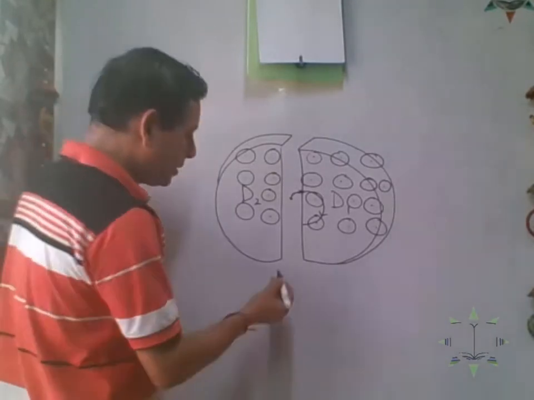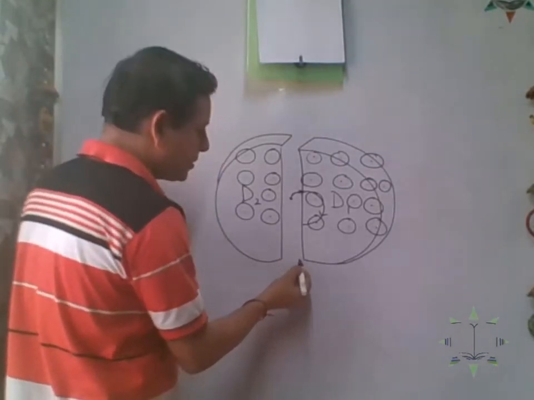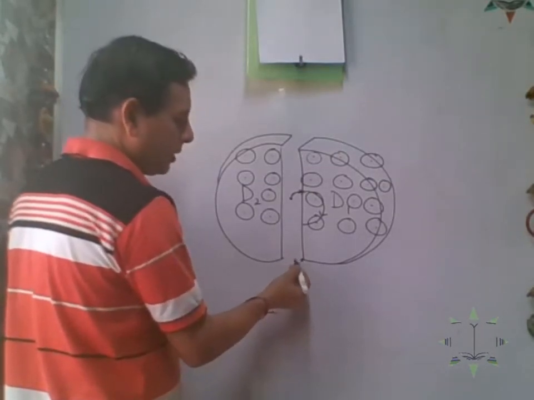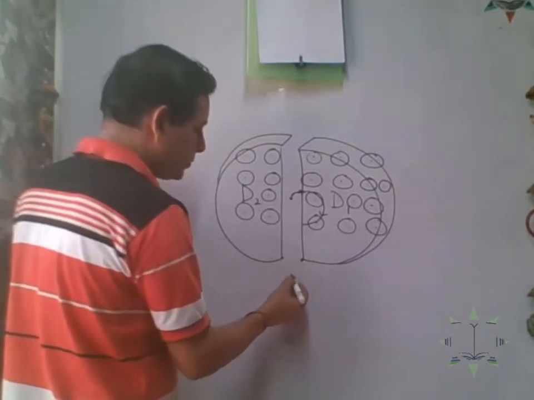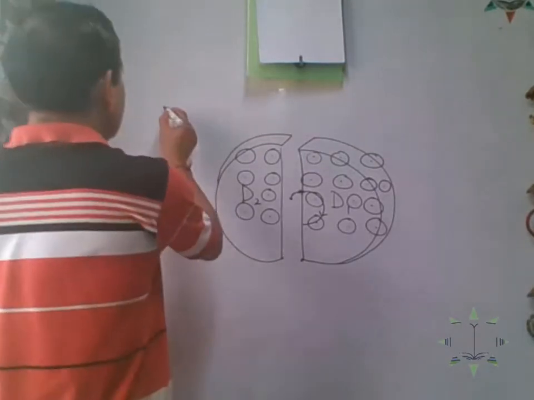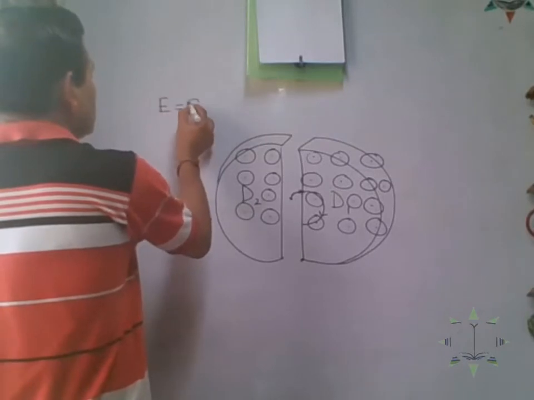Okay. Now here this distance is very small. Here we apply an electric field. The electric field is applied. So what is the potential difference? Electric intensity is defined as dV by dr.